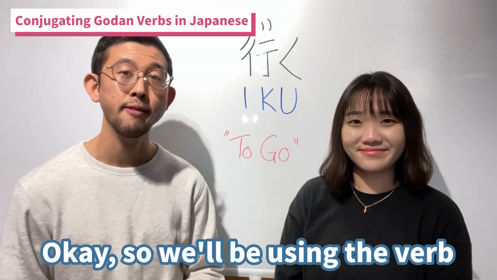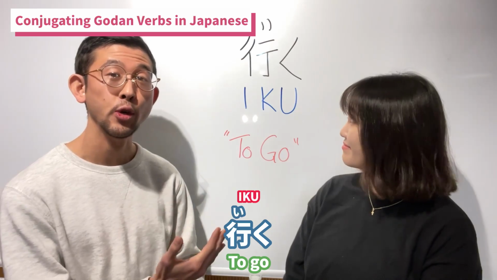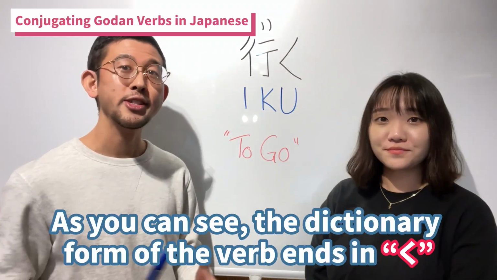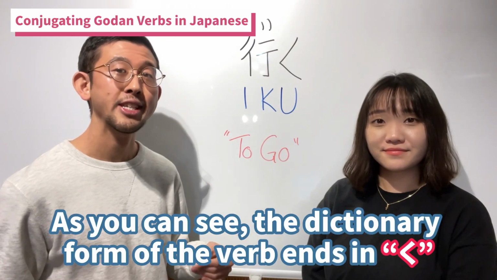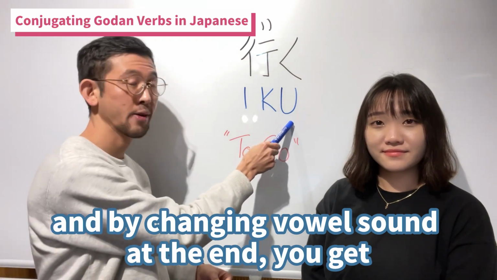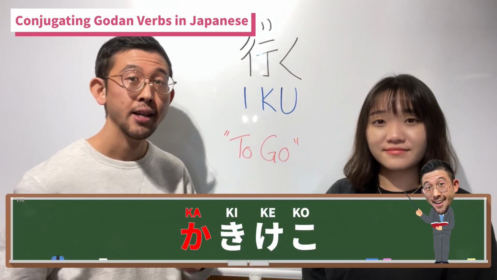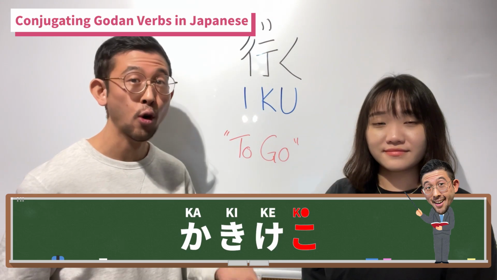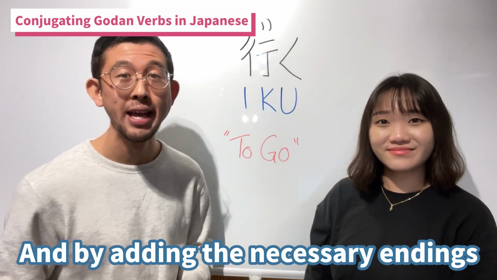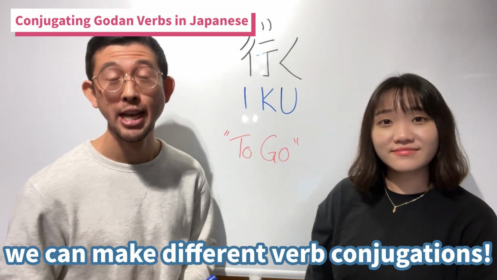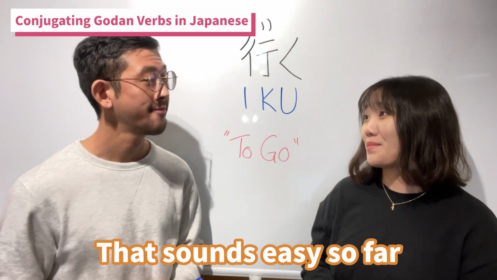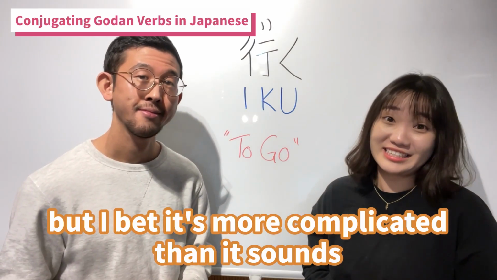Okay, so we'll be using the verb iku, iku, and this means to go. As you can see, the dictionary form of the verb ends in ku, and by changing the vowel sound at the end, you get ka, ki, ke, ko. And by adding the necessary endings, we can make different verb conjugations. That sounds easy so far, but I bet it's more complicated than it sounds.